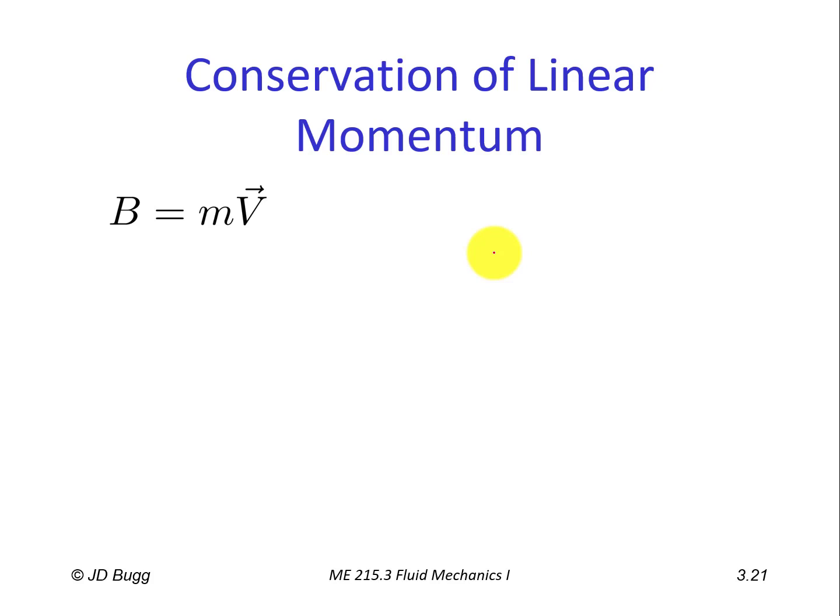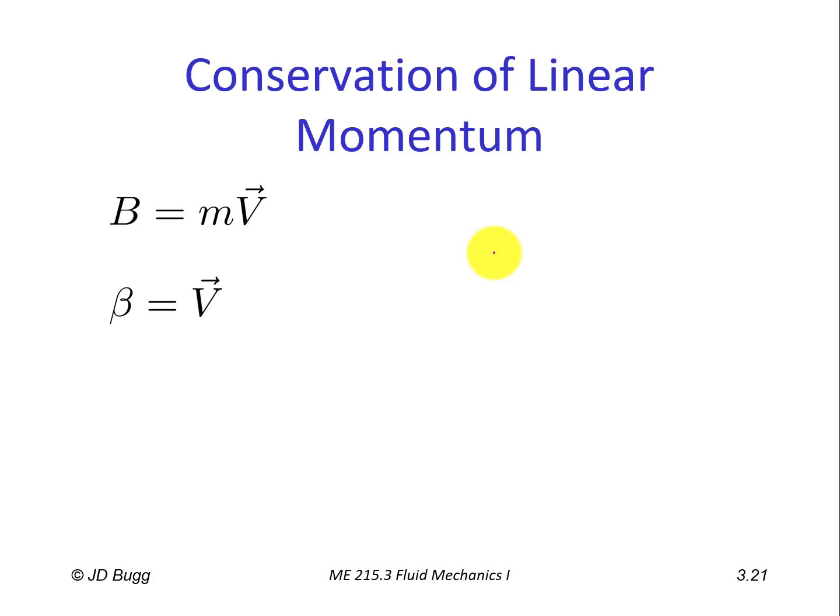So the second thing we need to do is identify what is beta for linear momentum. Well, beta is the amount of B per unit mass, so beta is just the velocity, and again, a vector quantity. So momentum per unit mass is velocity of the fluid.